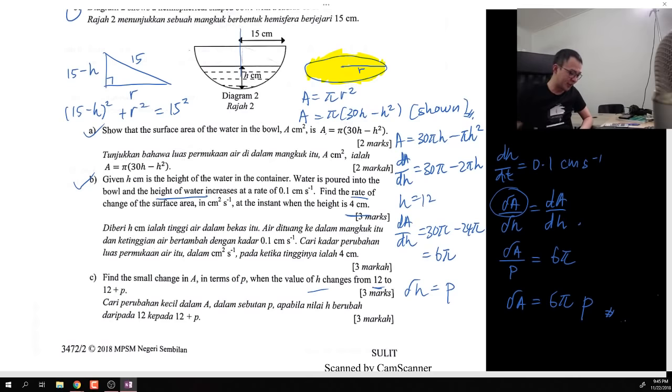Alright, so yeah, the H equals 4 is given. The H equals 12 is given also. Alright, you should be able to understand. Yeah, I see some students cannot understand. Do you mind telling me which part confused you?